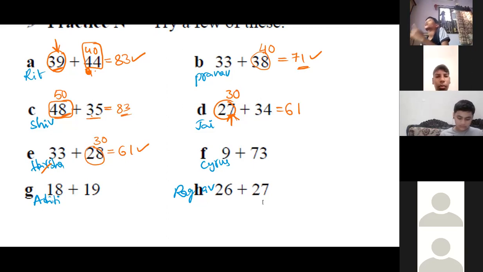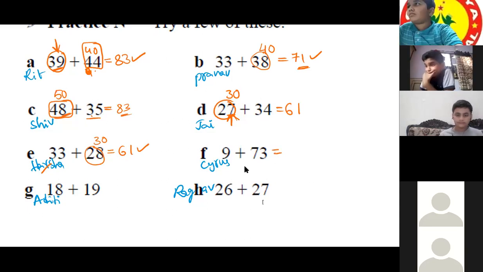Cyrus, now it is your time. Okay, so you round 9 to 10, then it will become 83. And then you subtract 1, it will become 82. 82. Very good. Excellent.